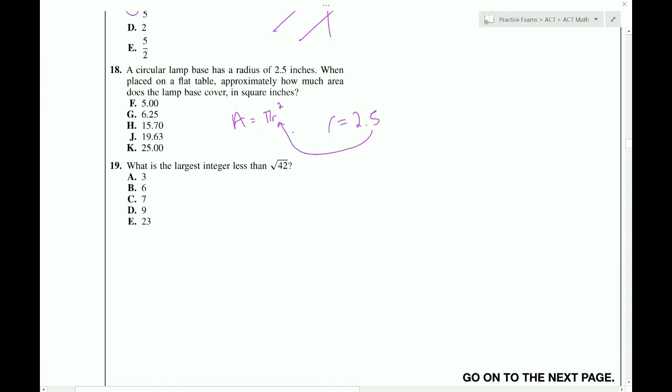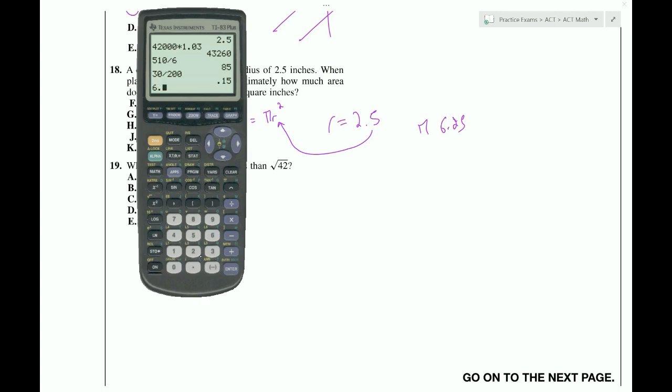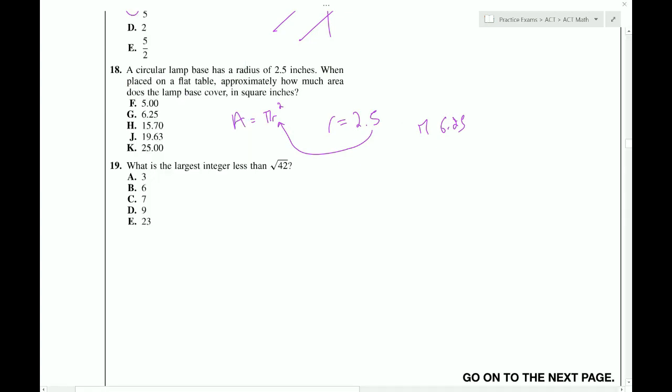Plugging in 2.5 here, squaring that will give you 6.25. If you don't know that, use your calculator. Times pi. So let's see what that comes out to. 6.25 times pi is 19 point something, right?